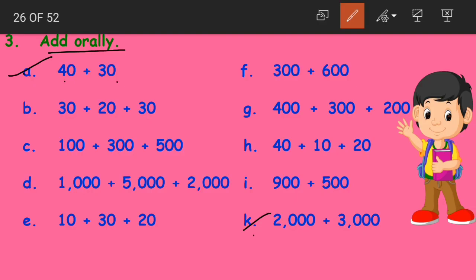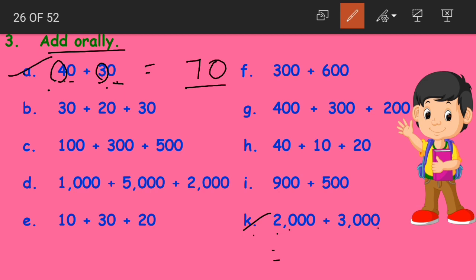Now 40 plus 30. What are we observing? Both numbers are having 1 zero. So we wrote 1 zero here. 4 plus 3 becomes 7. So we wrote 7. 40 plus 30 is equal to what? 70. Simple, right?